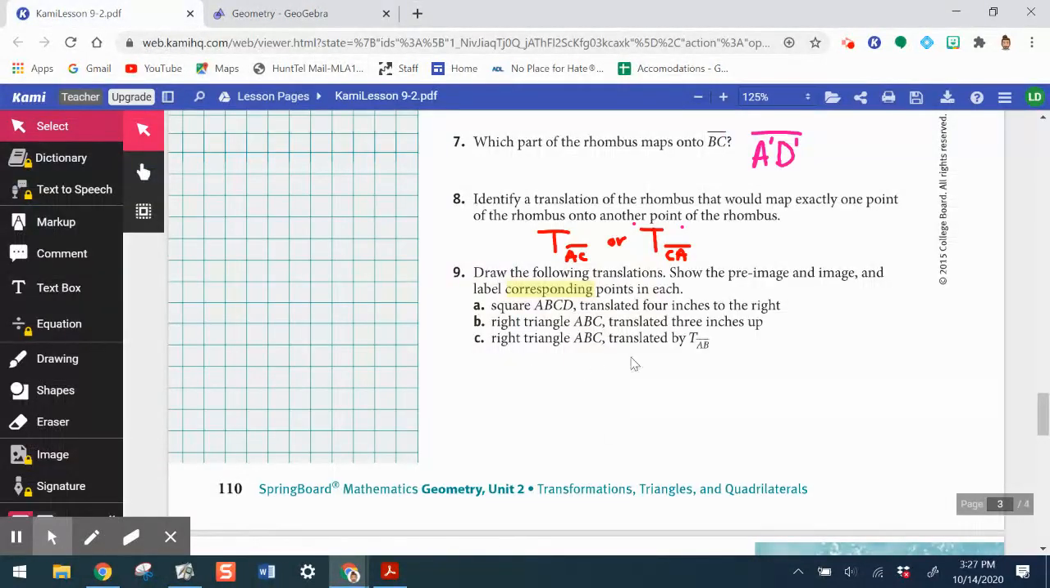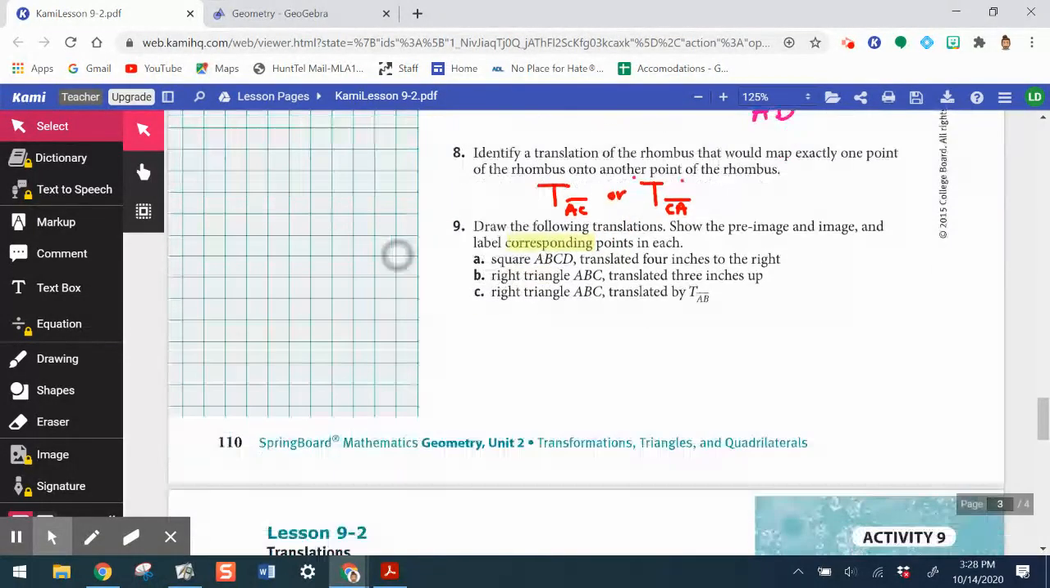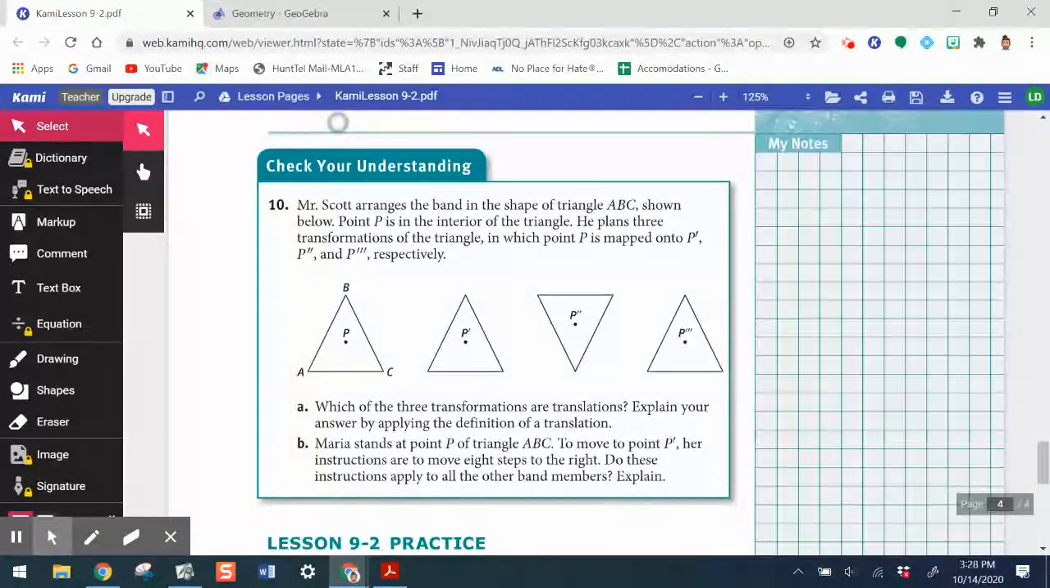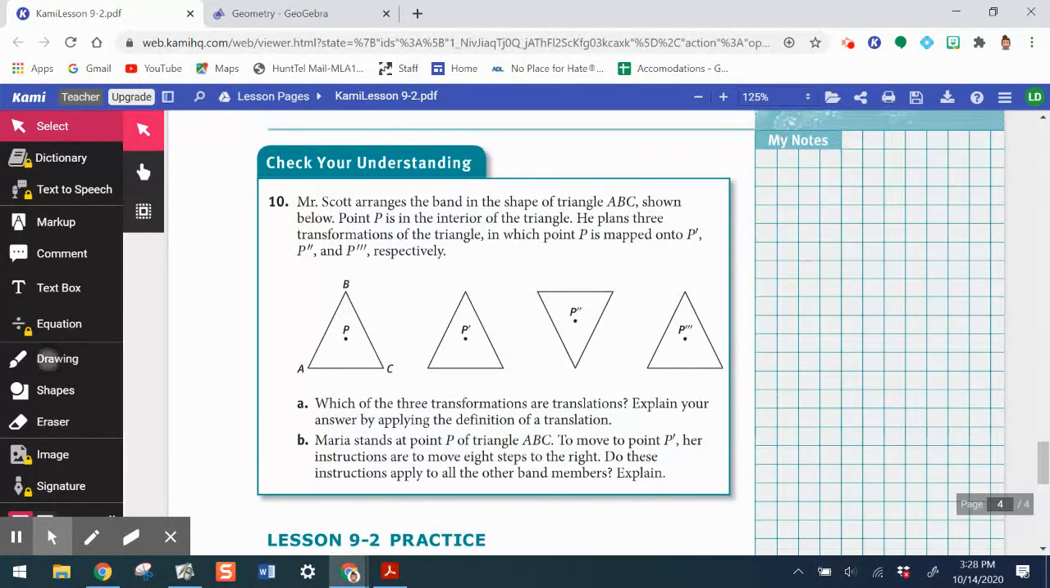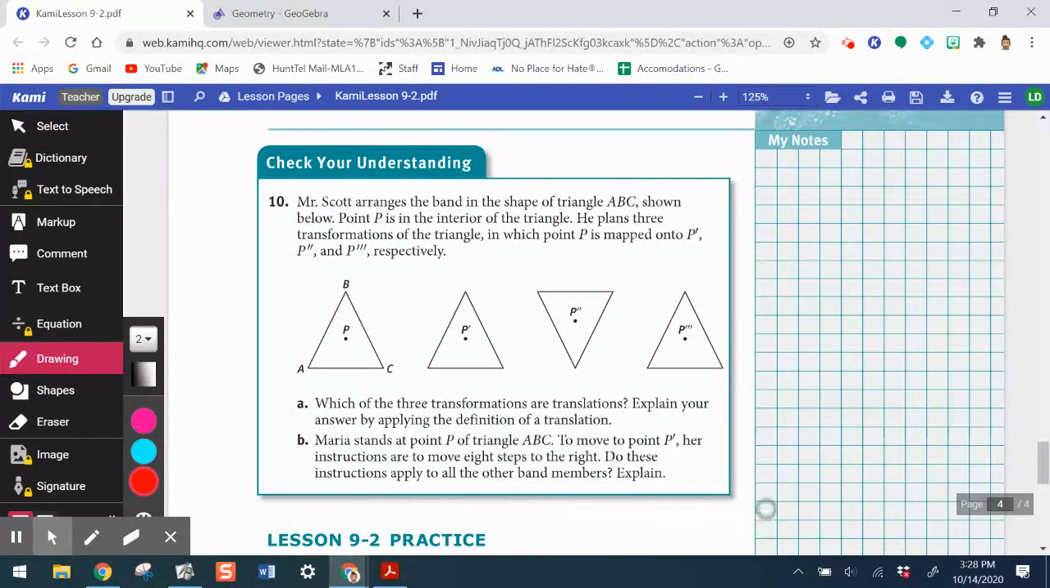So 9 is all about translating these figures using these directions. And the last thing I want to look at together is the check your understanding. So take a second, draw a line if you would, underneath the check your understanding, as you will complete the lesson 9-2 practice on your own. Take a second to complete items 10A through B before playing through the video.